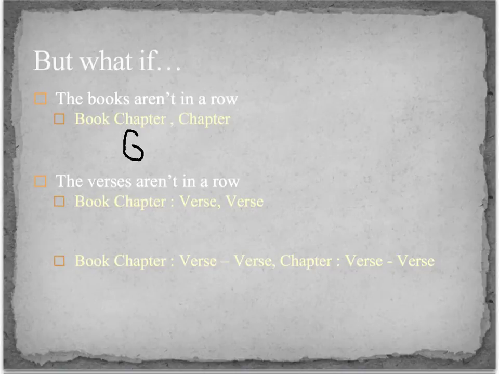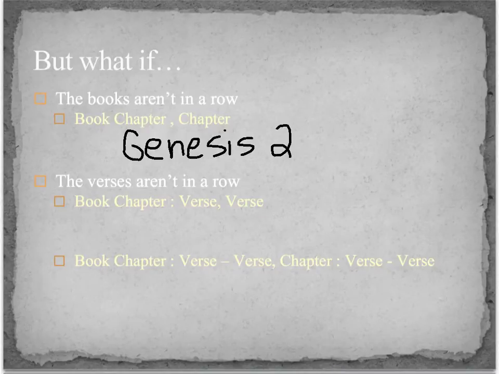So I'm going to write my book name, Genesis. I'm going to write the 2 for chapter 2, and then I'm going to separate those chapters by a comma. So this tells me to only read Genesis chapters 2 and 6. The hyphen would mean read Genesis 2, read Genesis 6, but also read everything in between. So comma means just those two.